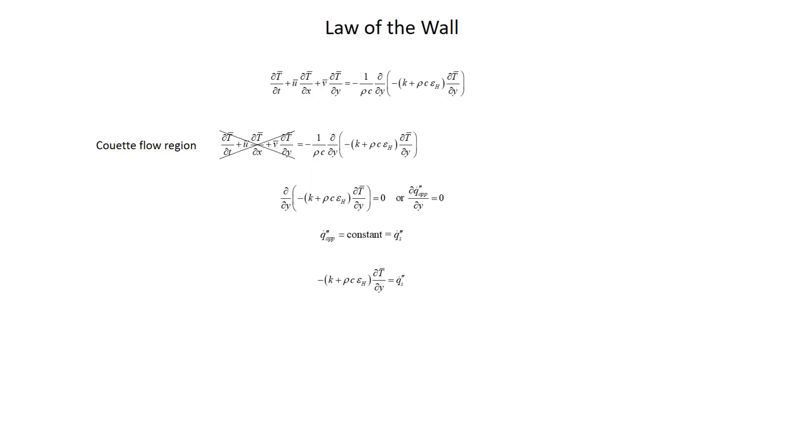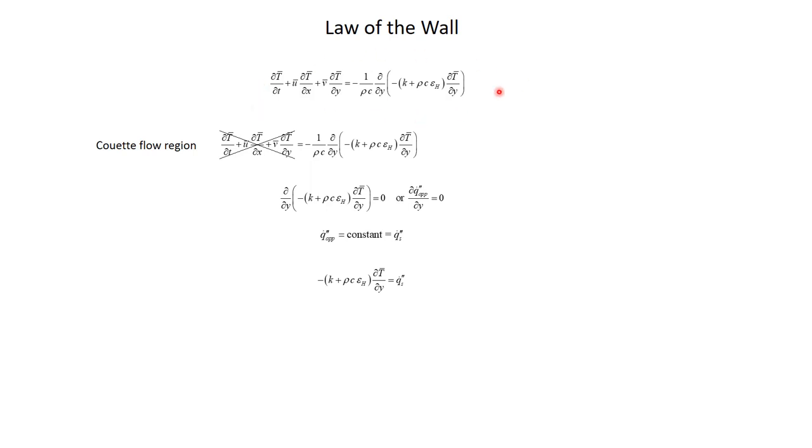Okay, so that was the velocity law of the wall, also known as the universal velocity profile. There is the equivalent thing for temperature, right? So this is a heat transfer class, so we probably should think about that. But you get it the same basic way. You go to your energy equation.